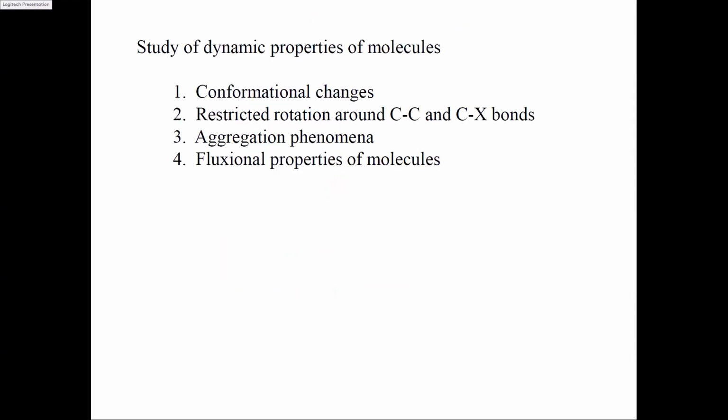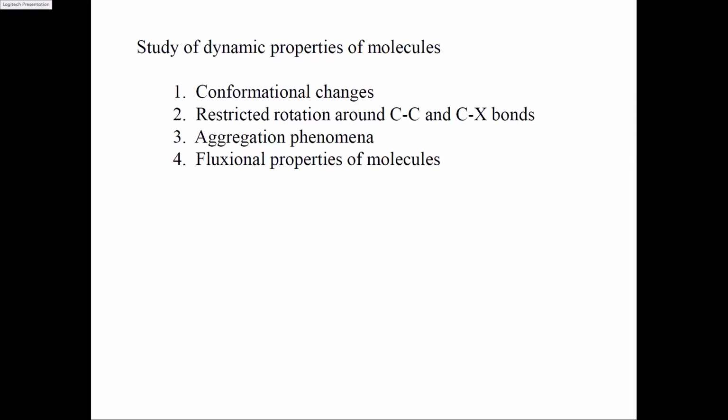Some of the dynamic properties of molecules are listed here. Conformational changes, we have studied in stereochemistry. Cyclohexane has a conformation which is the chair conformation. And the chair to chair interconversion is a dynamic process that we talk about in cyclohexane. Restricted rotation around carbon-carbon bond and carbon-nitrogen, carbon-oxygen, carbon-sulfur bonds.